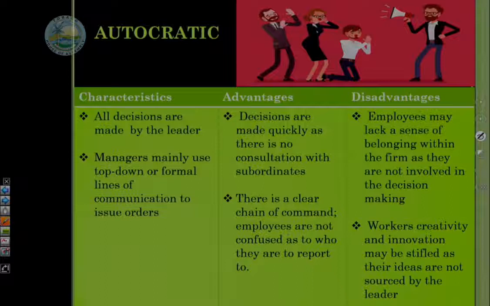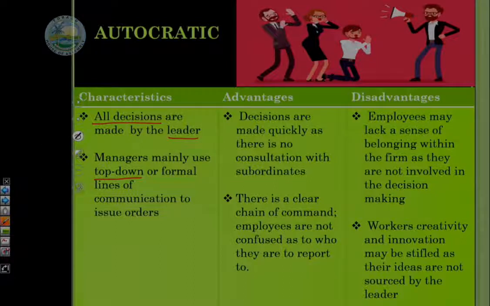And autocratic basically looks at all decisions being made by the leader. So if the leader is the principal, if the leader is the CEO, if the leader is the chief secretary, all decisions are made by that person without consultation. Whatever they decide to do, that is what is going to happen. And it happens in a top-down manner. Remember we did organizational structures where we looked at chain of command. So the chain of command that would be used here is the top-down line of communication, where information just flows from the leader to the subordinates or the employees.